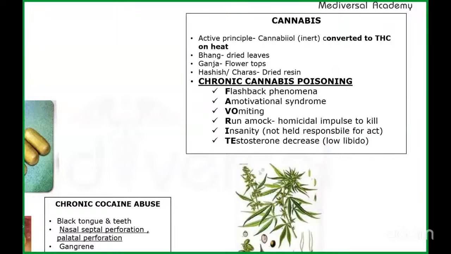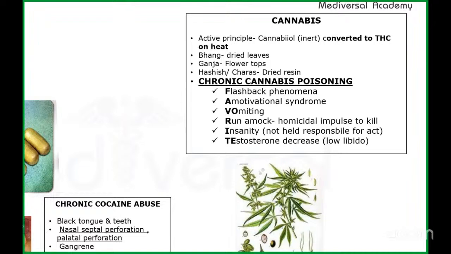There are various forms in which cannabis can be taken. Bhang is through the leaves. Ganja is through the flower tops. How I remember it: ganja is what we call a person who is bald, and the bald head is on the top. So ganja is flower tops. And hashish or charas is the dried resin that we find from the cannabis plant.